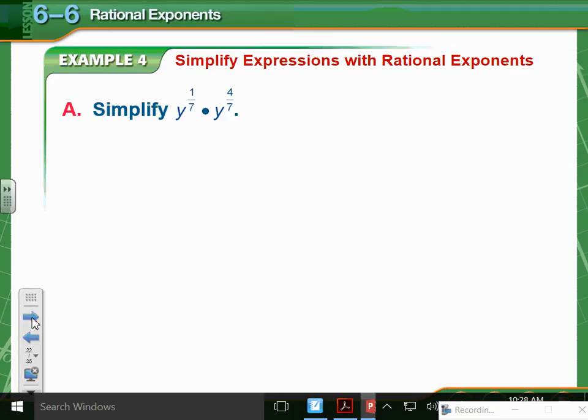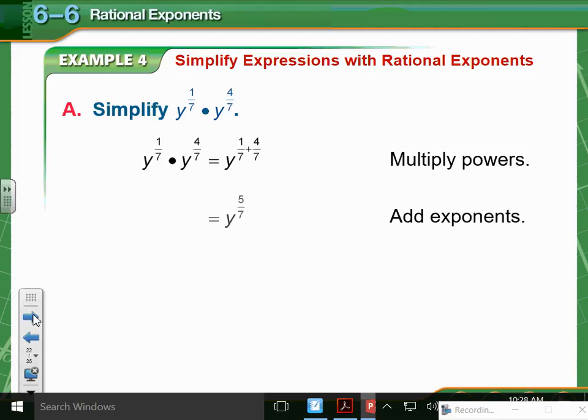Now, if we want to simplify, if you have like bases, then the rule is to add the exponents. Well, if the exponents have like denominators, okay, if they have common denominators, I should say, then it'll be easy. It'll be the same as y to the 1/7 plus 1/4, which would be y to the 5/7.